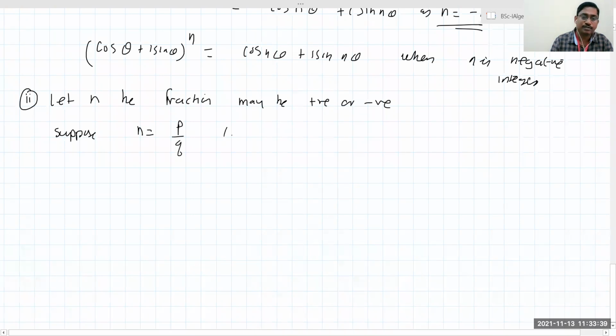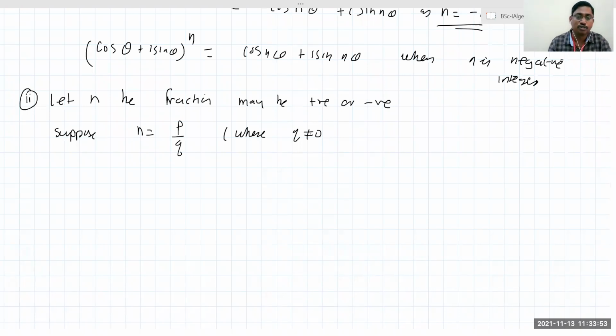When you write a fraction, your denominator should not equal 0, and p and q will be such that their GCD will be 1. Otherwise, what will happen? If p is 2 and q is 4, then we know 2 upon 4 is 1 upon 2. So cancelling numerator and denominator gives the final representation. That means p and q have no common factor, that is, their GCD is 1.